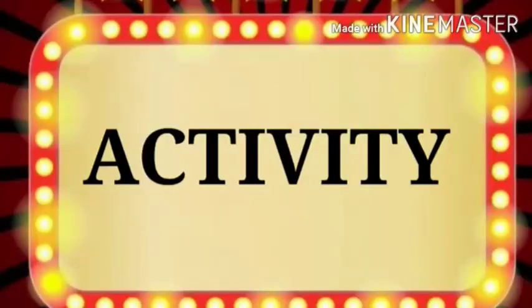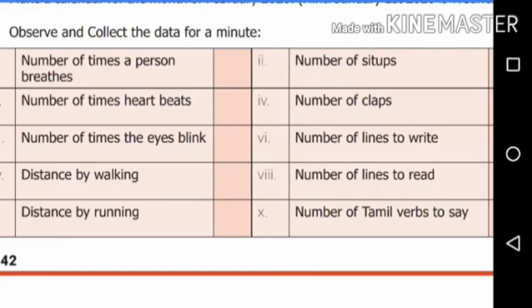Let's see today's activity. Students, you have to observe and collect the data for a minute: the number of times a person breathes, the number of times the heart beats, the number of times the eye blinks, distance by walking, distance by running, number of sit-ups, number of claps, number of lines to write, number of lines to read, and number of Tamil verbs to say.